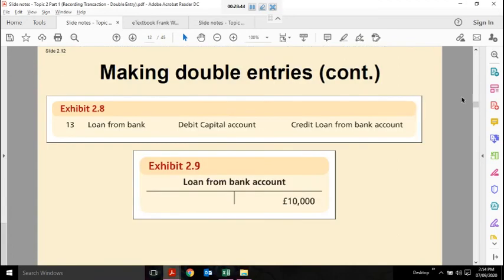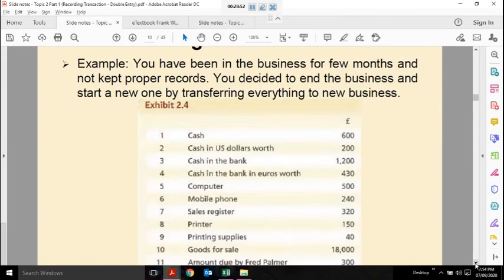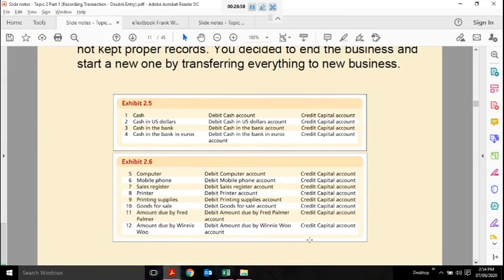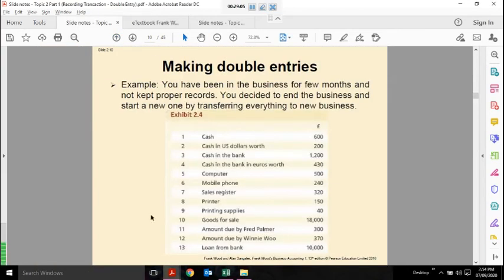Okay, so examples. This is from exhibit 2.8, whereby we look at this. The first, this slide number 11, discussing from item 1 until 12. We have to refer back to slide number 10. Slide number 10 here. For number 13, loan from bank.